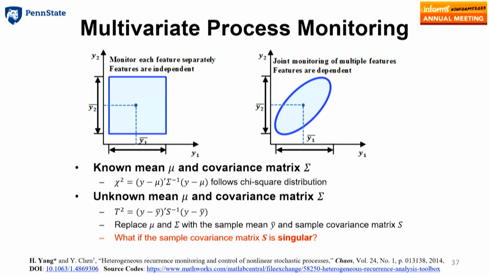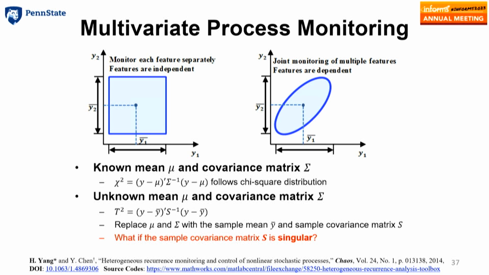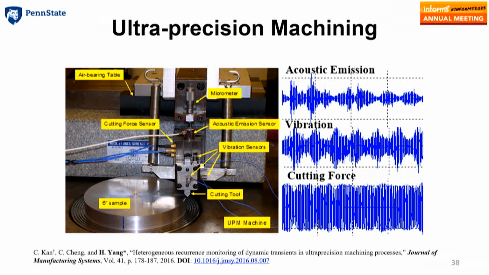So, what if the sample covariance matrix is singular? Then we can add a particular variation into it. And the detailed information how to tackle the singular problem is available in this paper. Yeah. So now let me take one step back, how to apply and connect with engineering applications.